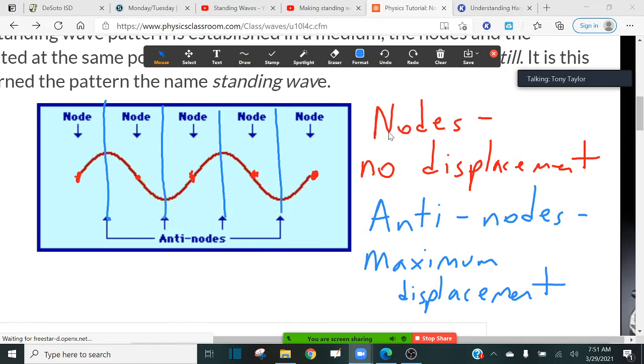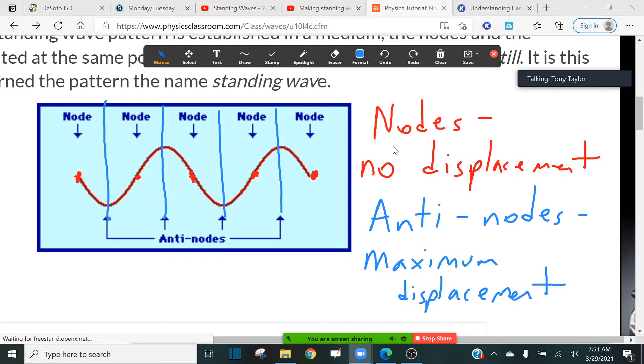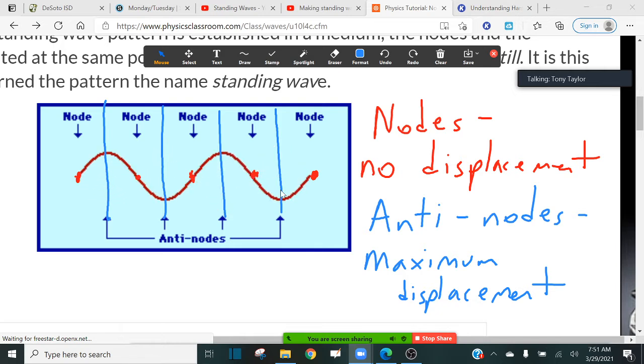But by the way, the way you remember the definition of a node, the way that I think about it, I just look at this. I see node, no, node, no. So no displacement, no movement. Node, no, node, no displacement. And obviously, an antinode will be the opposite of that. So those are the points along the string where the wave isn't moving, and the antinodes are the points where we have maximum displacement. So remember that for your assignment. Okay.